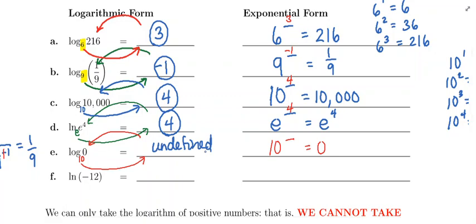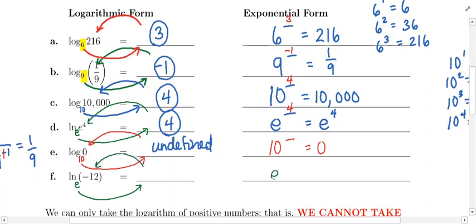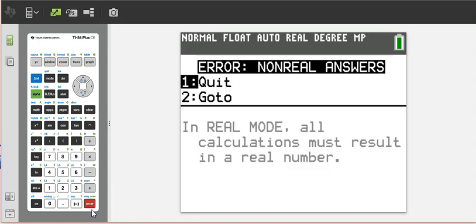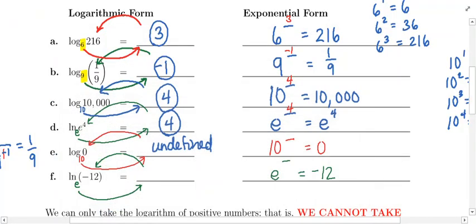Let's do part F. Here we've got natural log, so the base is understood to be e. What power do I raise e to to get negative 12? So e to what power gives me negative 12? Again, you have to think about it. This one's hard because you're dealing with a base e. So let's just punch it into the calculator. If I hit natural log of negative 12, I also get an error message. So we can say this is undefined.